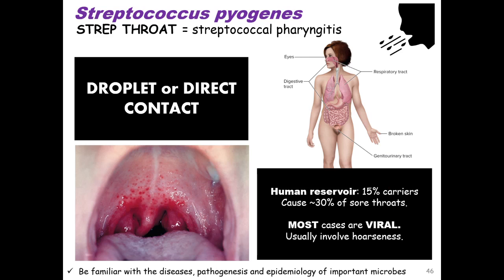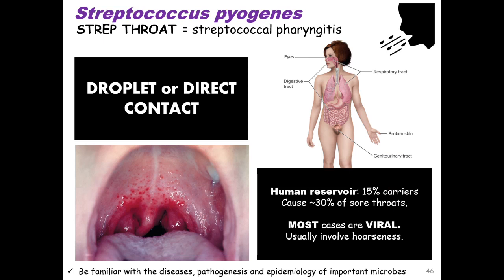So streptococcal pharyngitis: your throat is your pharynx, and itis just means inflammation. It is a respiratory disease, so usually spread by respiratory droplets and entering through the respiratory tract. Because of the cytotoxins, you often see these reddish little hemorrhages on the back of somebody's throat. The reservoir for Streptococcus pyogenes is going to be people. About 15% of people are carriers.